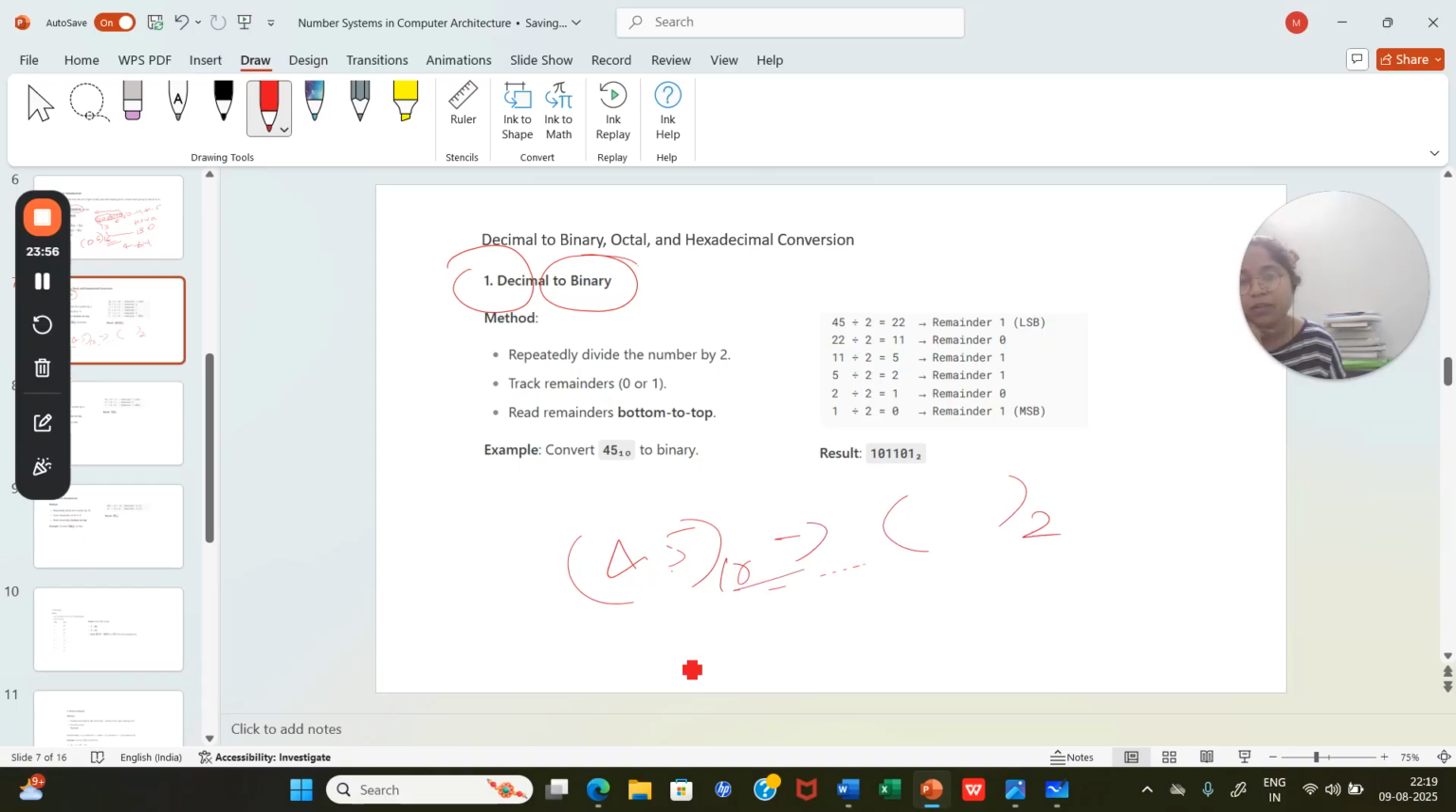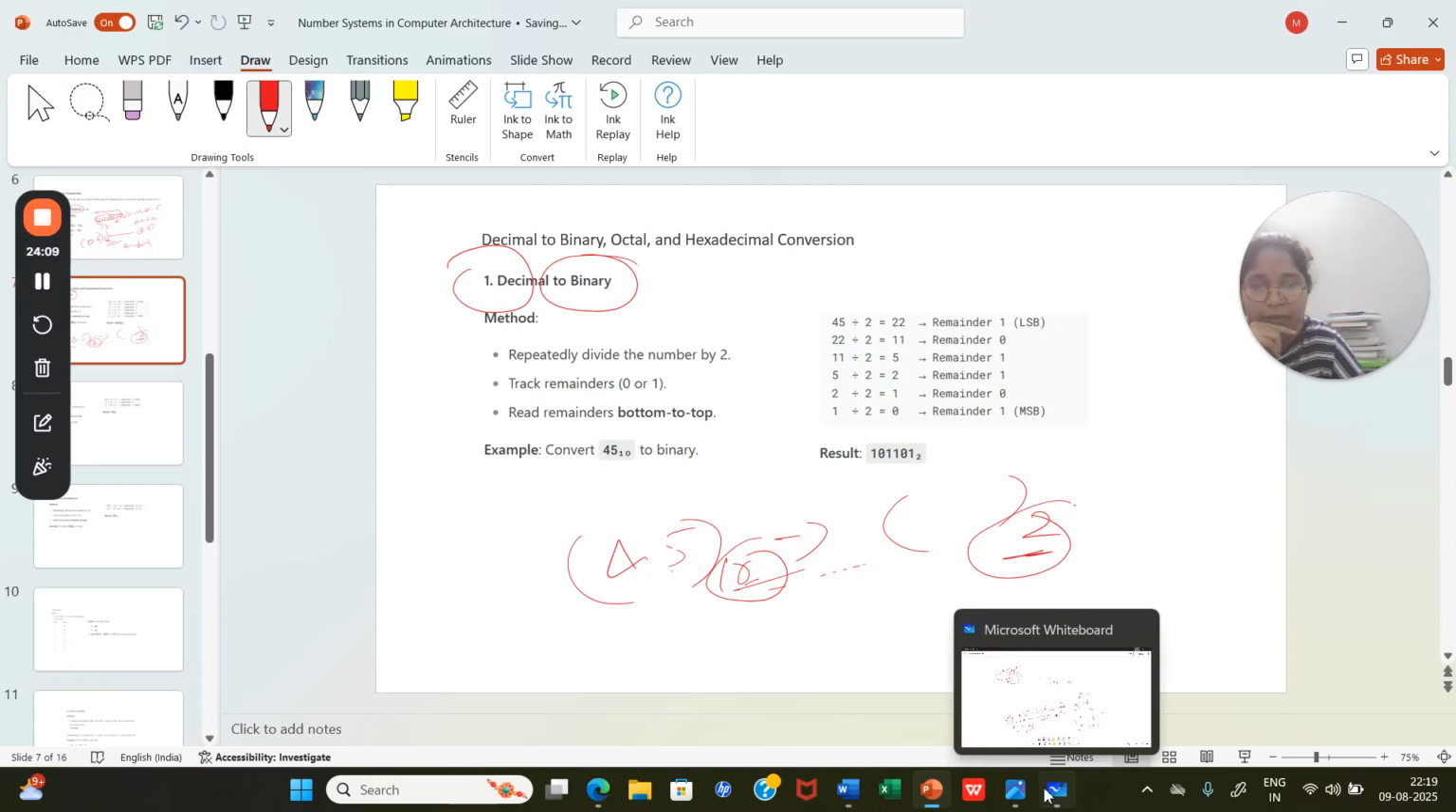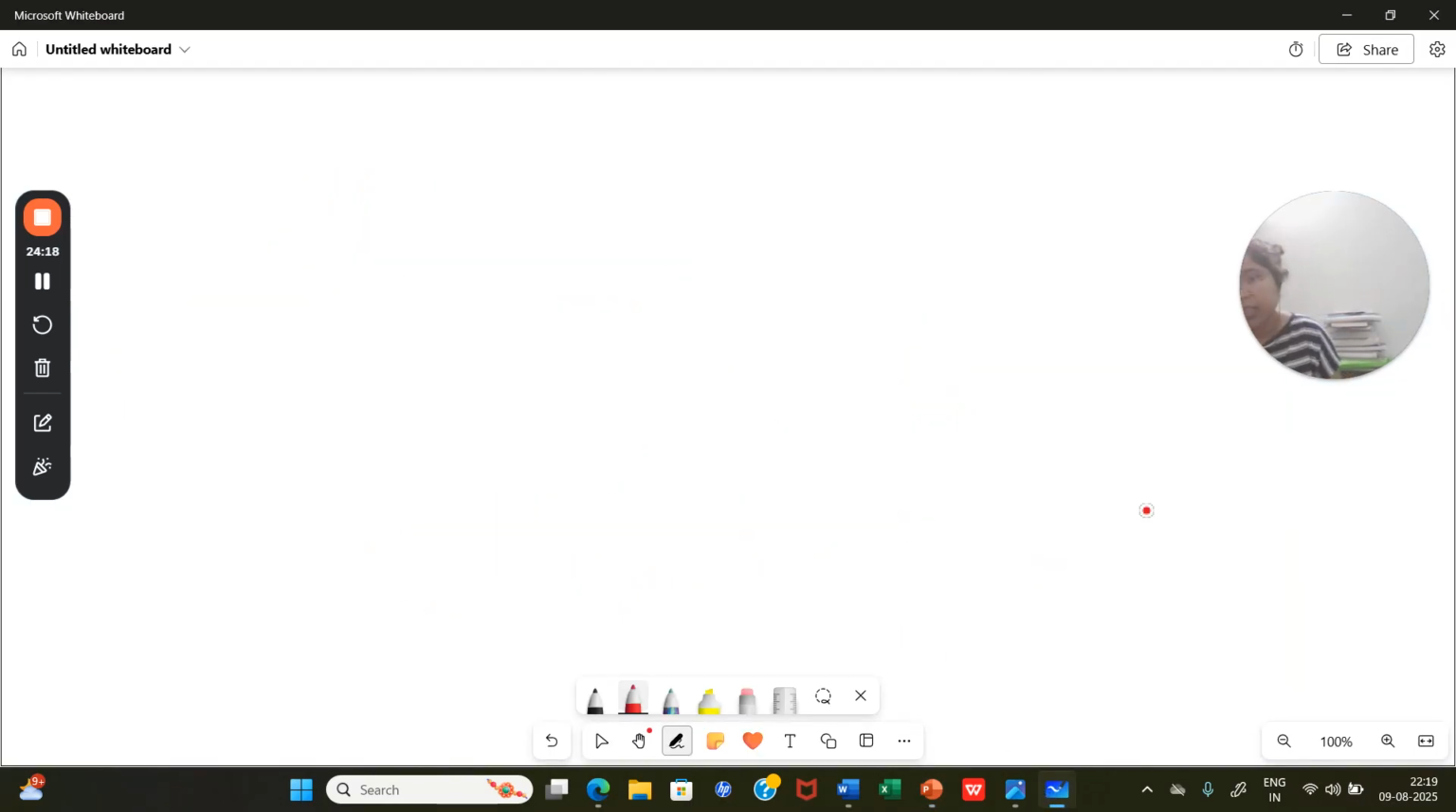We need to convert this to binary. To convert the decimal number, which is base 10, to base 2, we need to divide that number by 2. Write 45 base 10 and convert it to base 2. To convert decimal to binary, we divide 45 by 2.